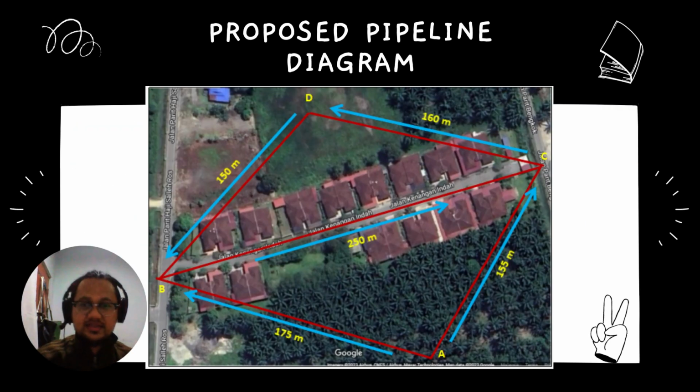Okay, next, this is the proposed pipeline diagram. As we can see, there are 5 main directions in our pipeline diagram, starting from pipeline A to B, A to C, pipeline B to C, pipeline B to D, and the last one, pipeline C to D. Each pipeline has a different length and also a different pipe size.